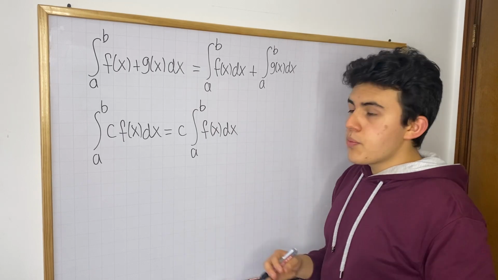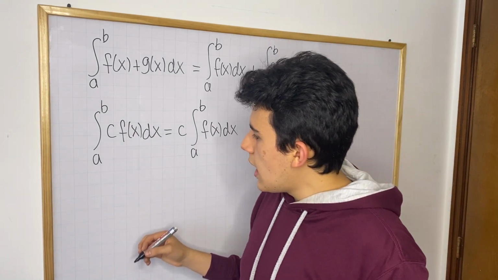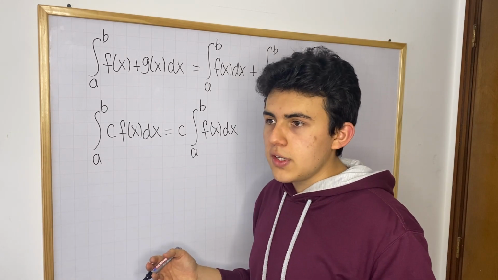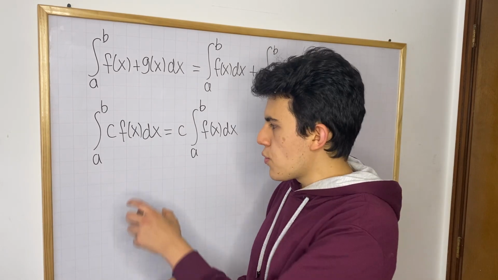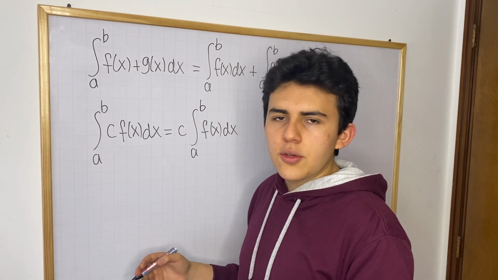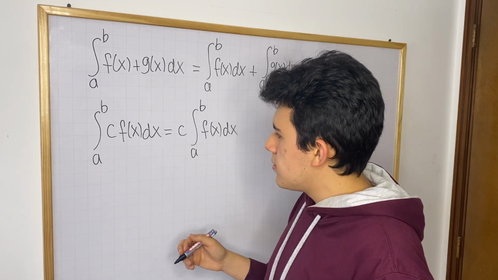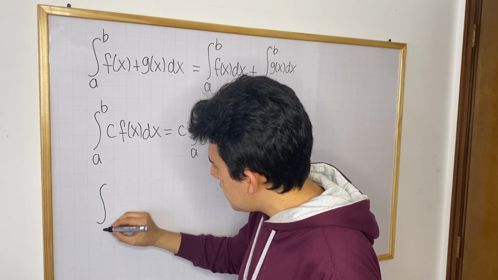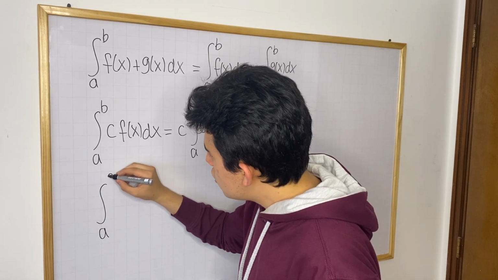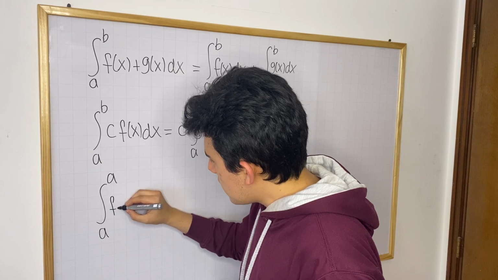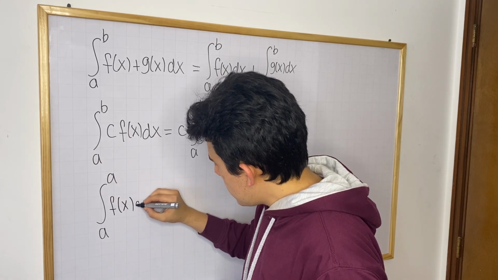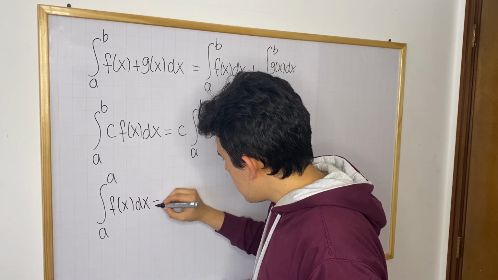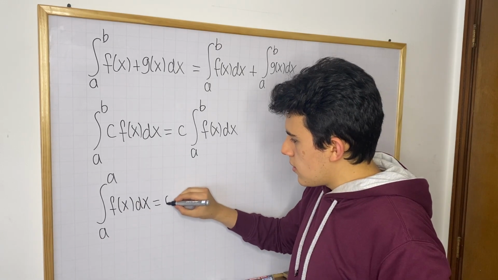So now another property which is really helpful, and it might be kind of obvious once you see it, but if you don't see it written on a board, you might not come up with it instantaneously. So this property says that if we have the definite integral from a to a of the function f of x dx, well, what do you think this is going to be? This is going to be equal to 0, okay?